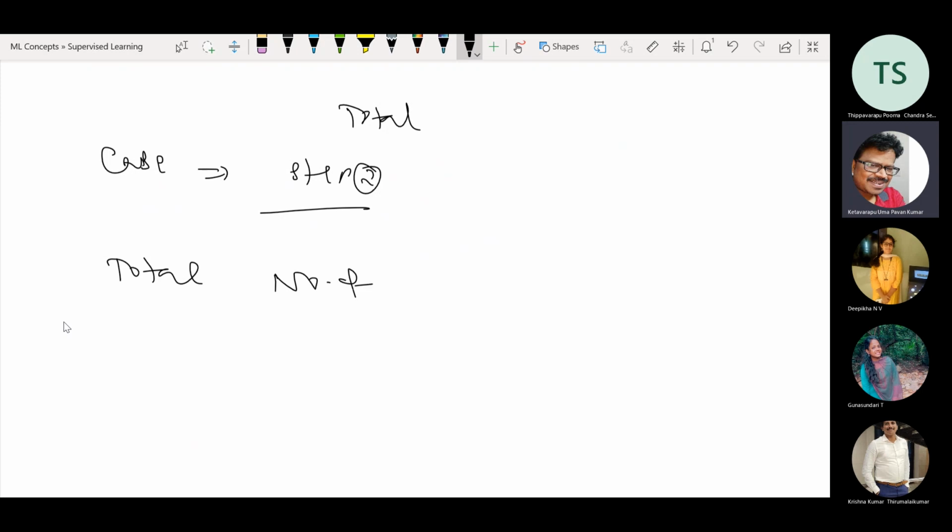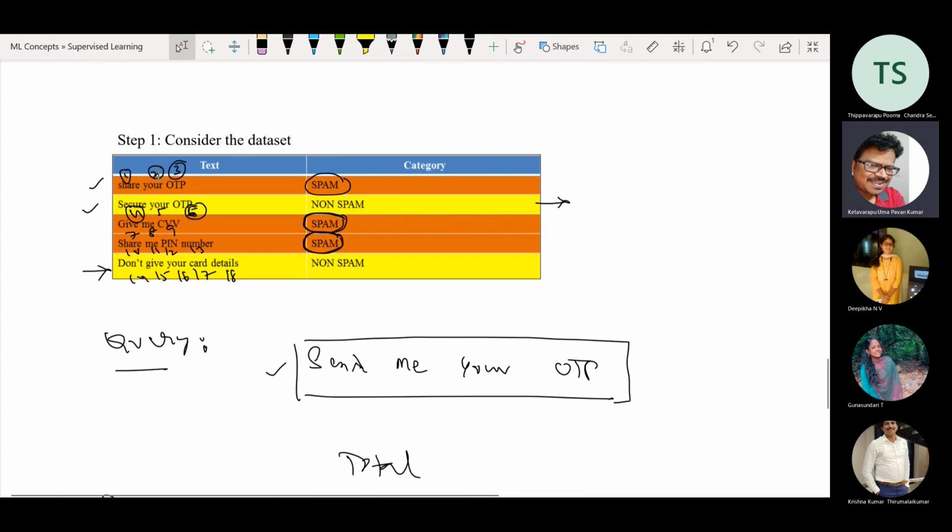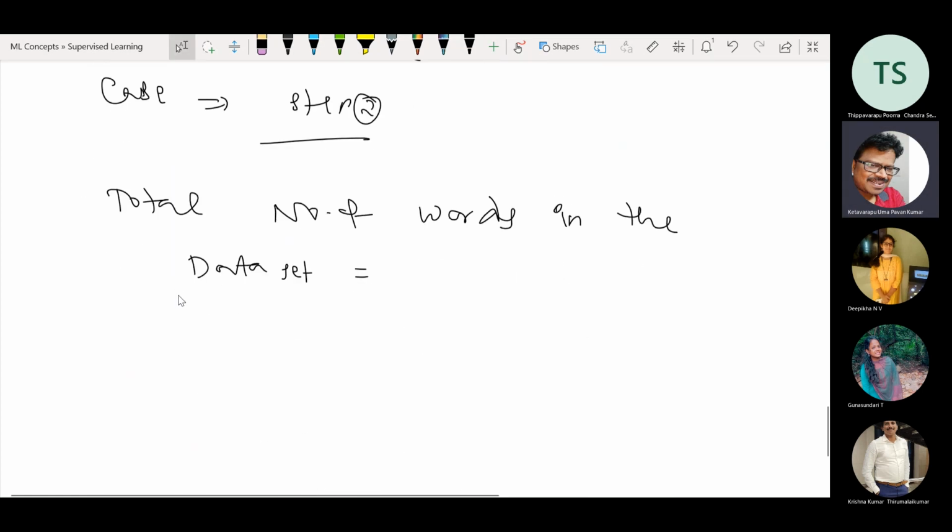Total number of words in the data set. Just now we have seen the total is 18 words. Okay, so we'll get this.